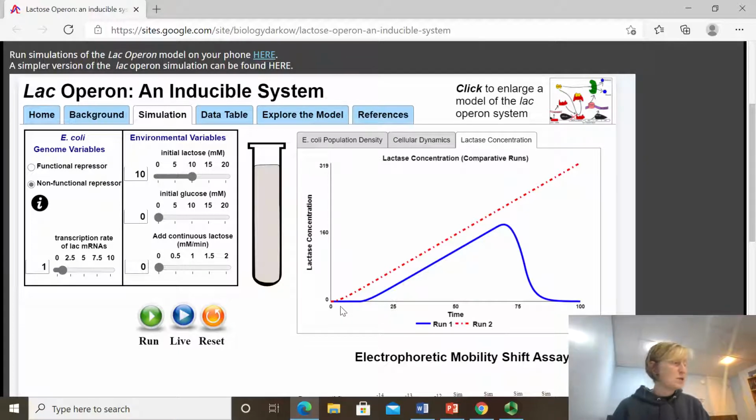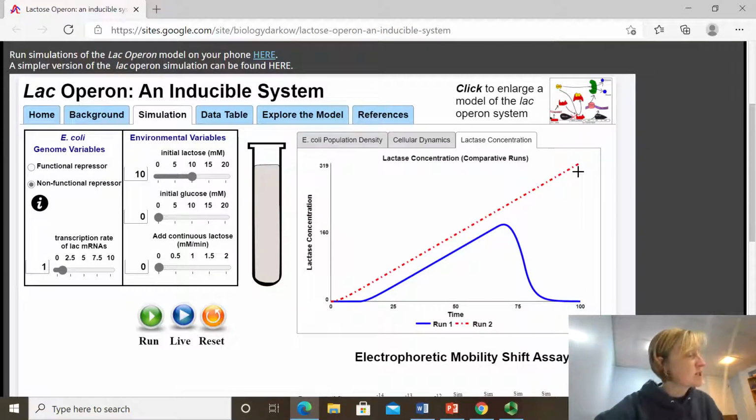Right? So in this graph, what we can see happening is when there's a functional repressor, beta-galactosidase enzymes go up until a certain point, probably when lactose is gone. And then we see the repressor again shutting down transcription and translation of that beta-galactosidase gene. And in a non-functional repressor, we see that beta-galactosidase is being made all the time, no matter what. The repressor isn't working. It isn't doing its job of shutting down the system when there's no lactose.